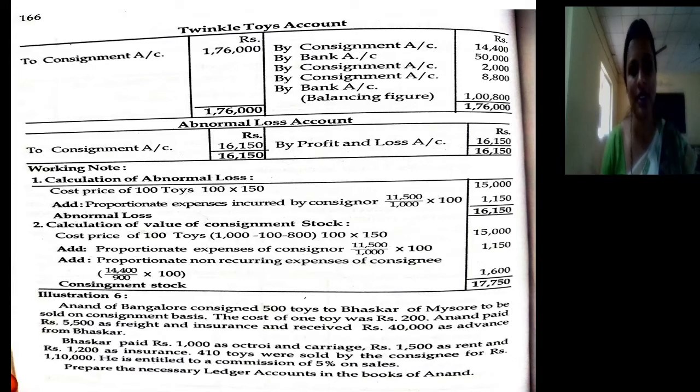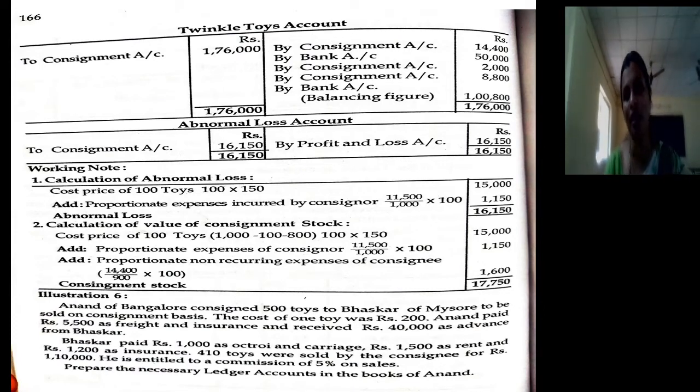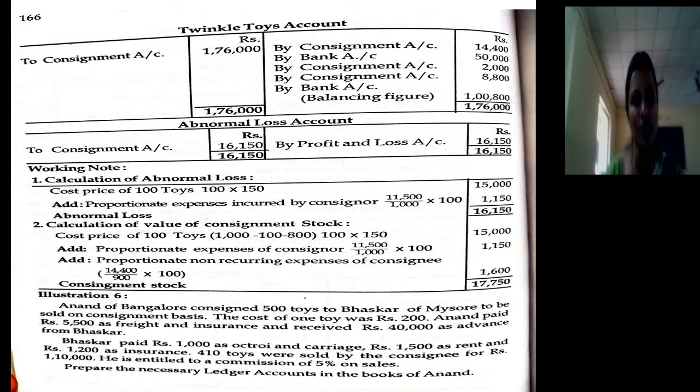Anand of Bangalore consigned 500 toys to Bhaskar of Mysore to be sold on consignment basis. The cost of one toy was rupees 200. Anand paid rupees 5,500 as freight and insurance and received 40,000 as advance from Bhaskar. Bhaskar paid 1,000 as octroi and carriage, rupees 1,500 as rent and rupees 1,200 as insurance. 410 toys were sold by the consignee for rupees 1,10,000. He is entitled to a commission of 5% on sale. Prepare necessary ledger account in the books of Anand.